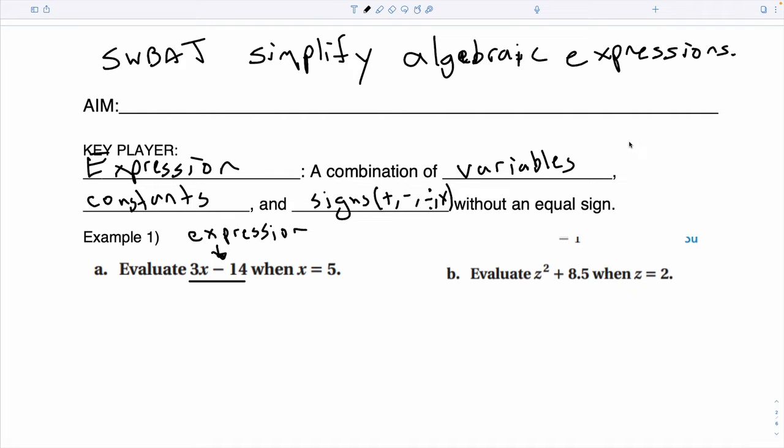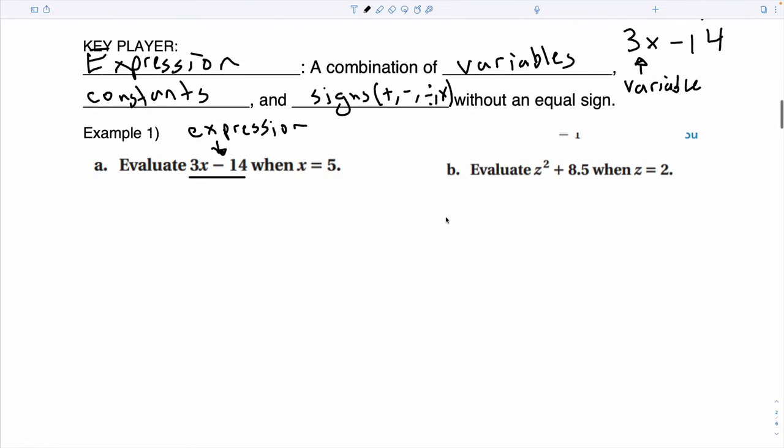So write 3x minus 14 again out here, and we're going to label some things. If you have a number that has a variable next to it, this is your variable. 3x, write variable. If you have a number without a letter next to it, that's your constant. Say constant on 14. Constant's just a number. So let's look at what they have us doing. Example 1 says evaluate 3x minus 14 when x equals 5.